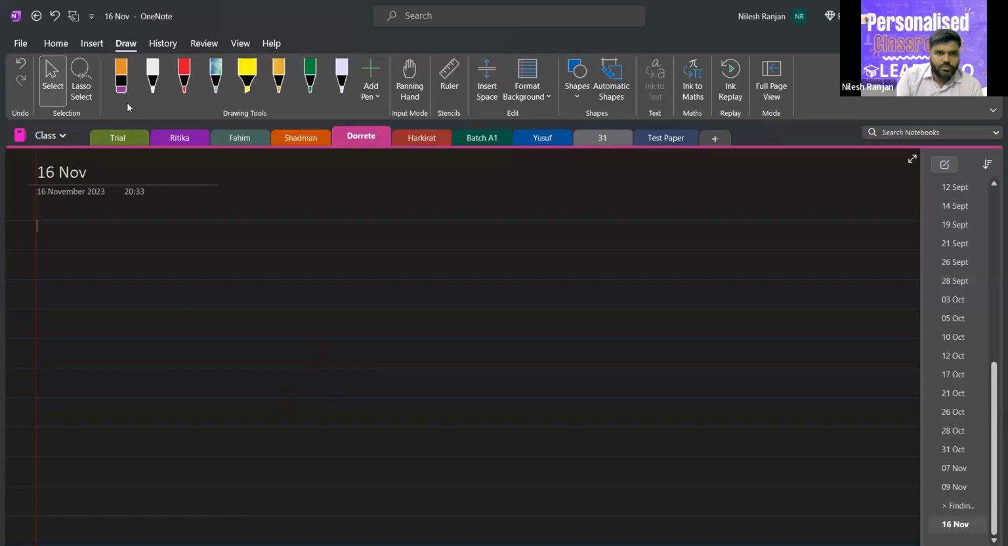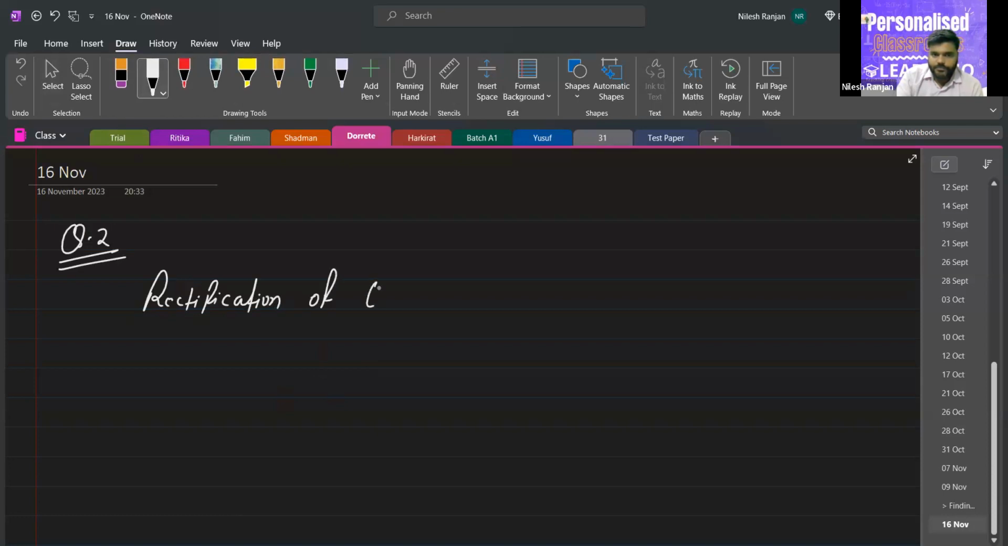So question number 2. Now this is a one-sided error. So should we pass a journal entry for this? No. For rectification of one-sided error, we don't pass a journal entry. Why not? We just leave it.